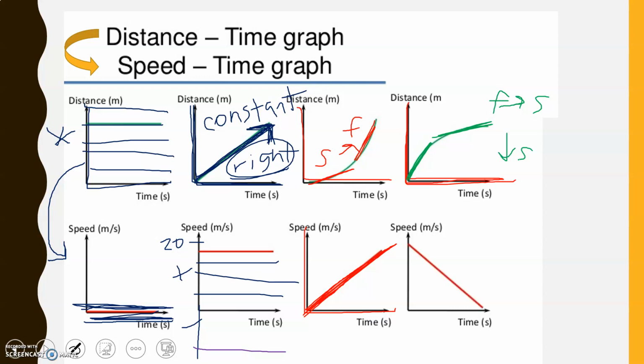All right, so your graph should look something like this. It should be a negative slope line. It should be a straight line.